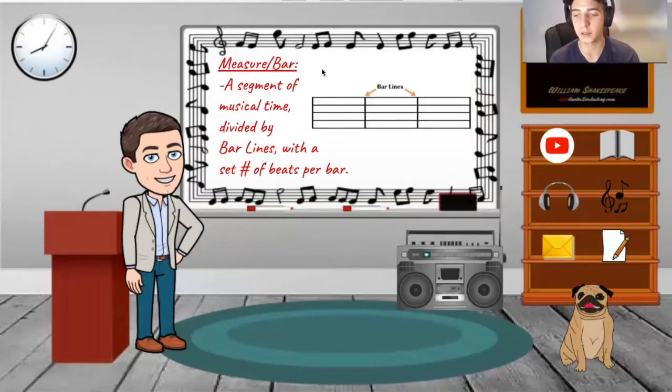All right, measures. Measures, or bars as they're sometimes called, are a segment of musical time. So instead of just looking at a staff with notes dotted all around it with nothing to separate them into digestible chunks, we have measures as a way to break down our music into more easily digestible parts. And we do that by separating them by bar lines, which you can see here. So each bar corresponds with a set number of beats. And we'll get into that a little bit more in just a second when we talk about time signature.